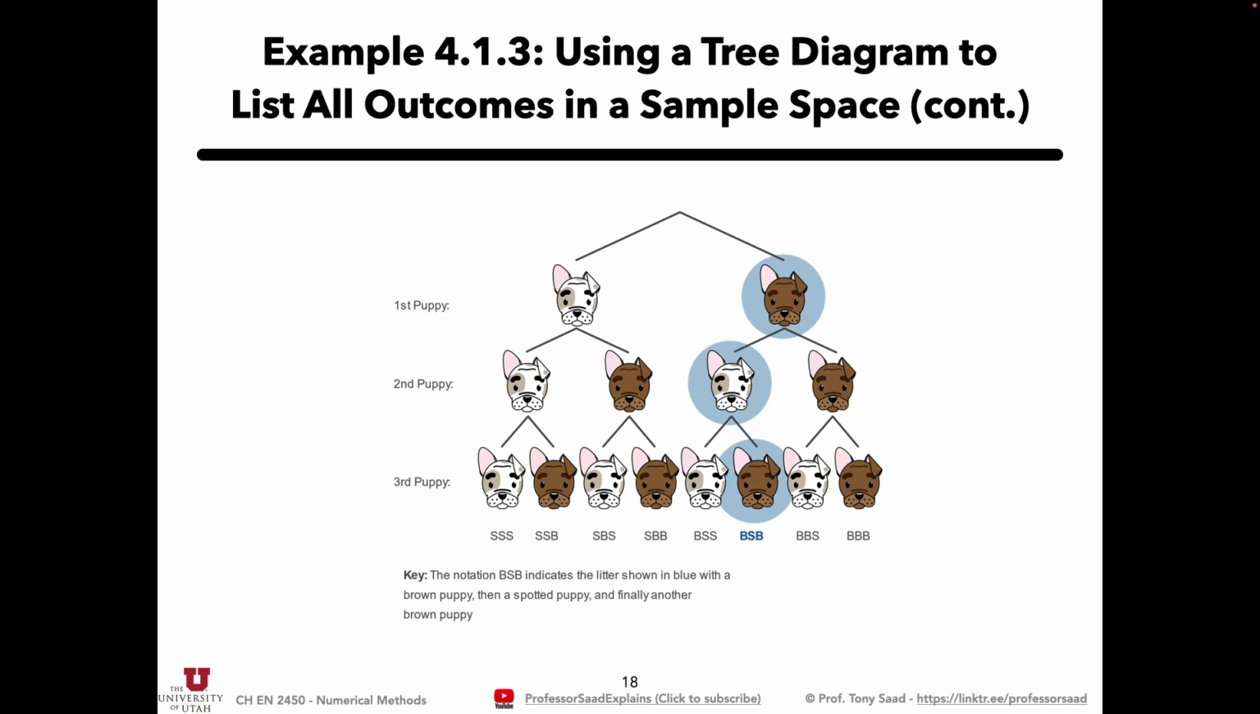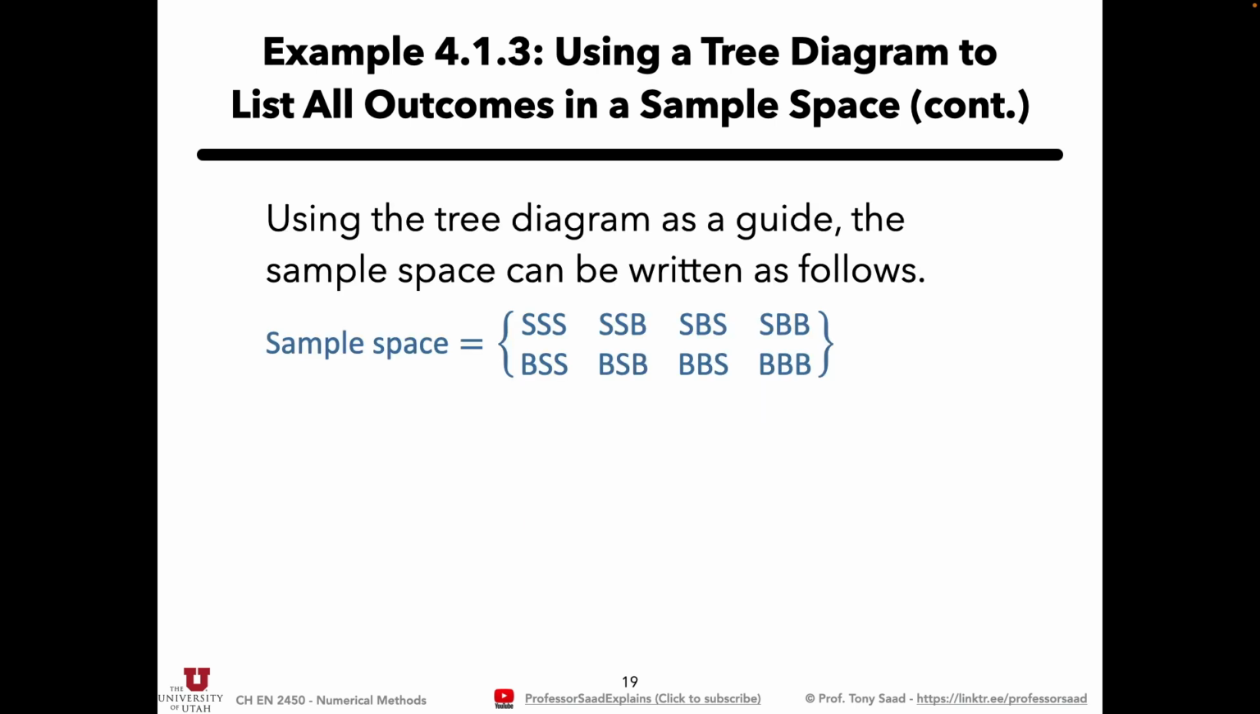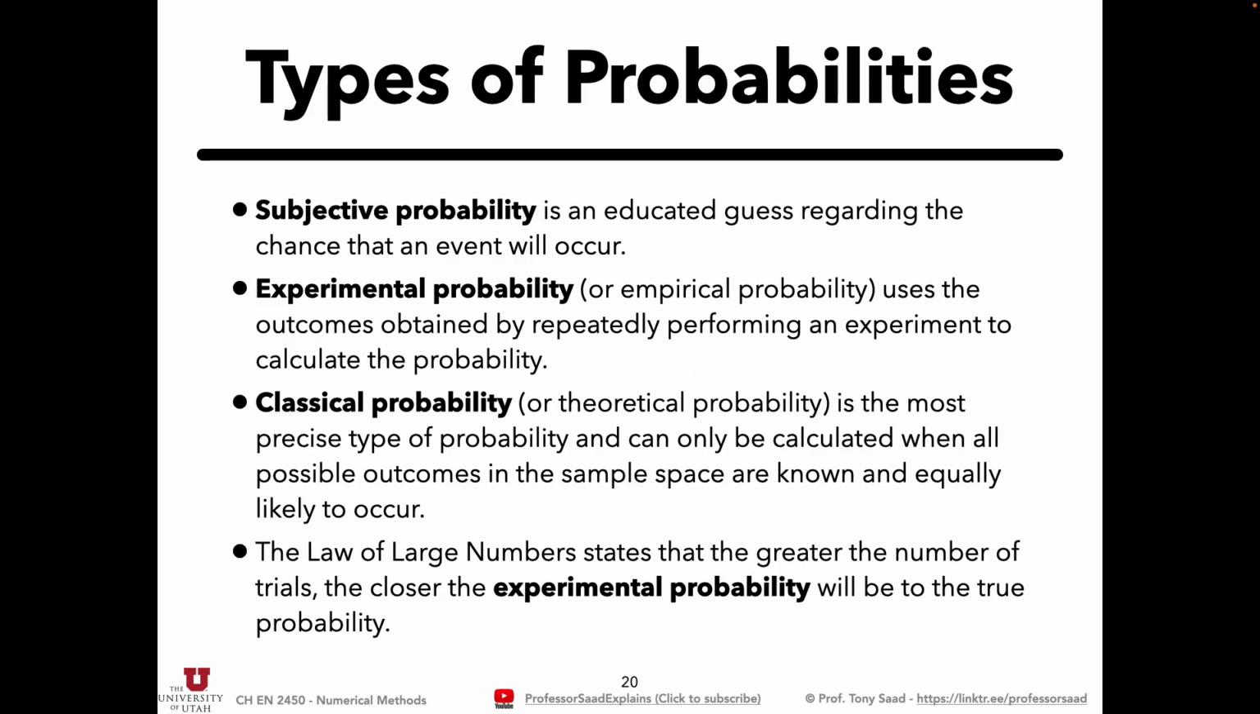And then instead of doing the whole tree, you could have done just letters. Spotted, spotted, spotted, so that would be this guy, and then spotted, spotted, brown, and then spotted, brown, spotted, and then spotted, brown, brown, and so on and so forth, okay? So just another way of how you could express the sample space. All right, so now we start to get into probabilities. Because once you know your sample space or your possible outcomes, you can figure out the likelihood of getting a subset of those outcomes, right? That's where we're headed.